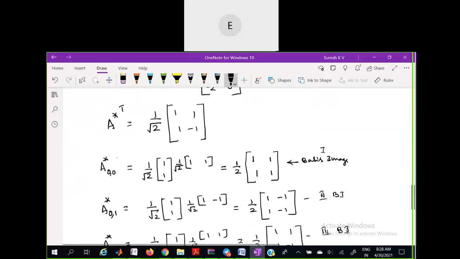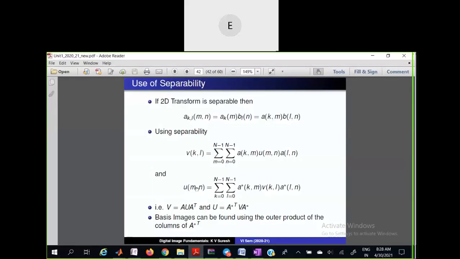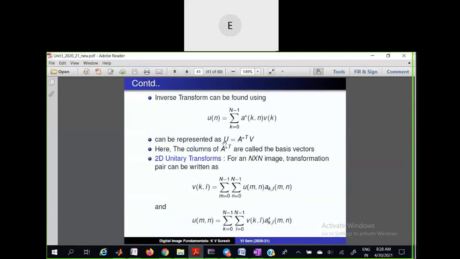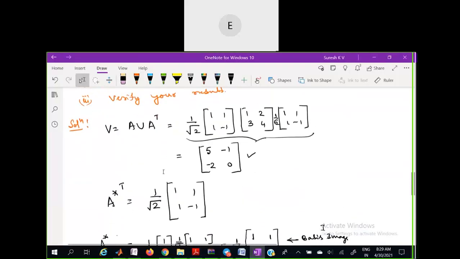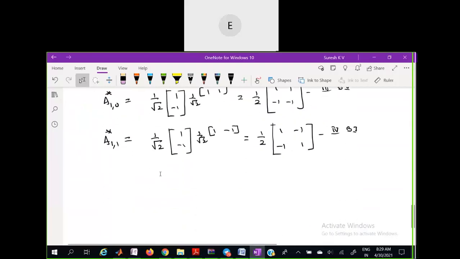Now what this tells me is, if you go back to my representation, when I want to get back my original image, I have to multiply the transform coefficients with the basis images. When I multiply the corresponding basis image with the coefficient, I'll get back my u. So let us do that. That is actually the verification that is supposed to be done. That is the third one. Verify your result.